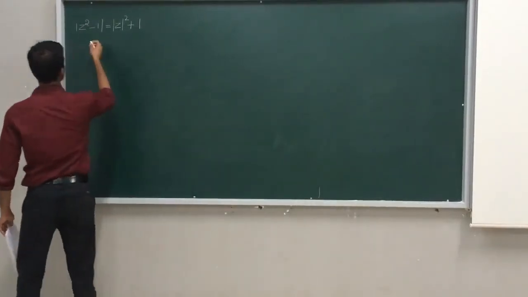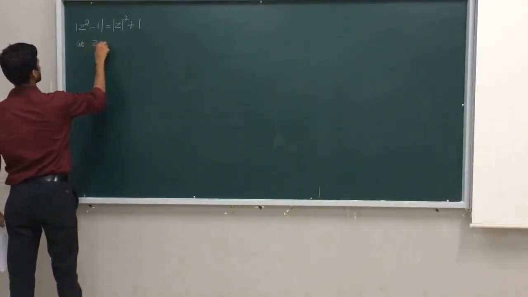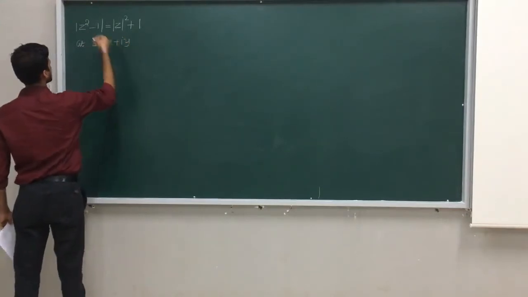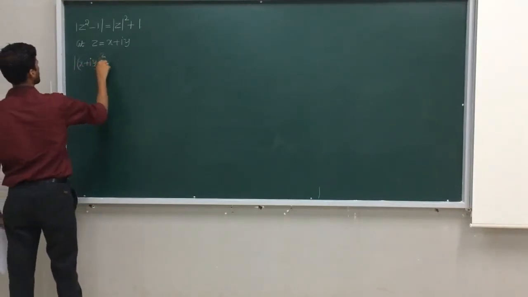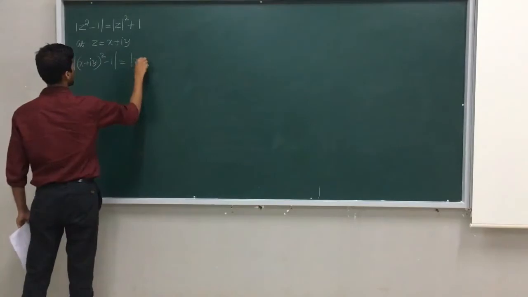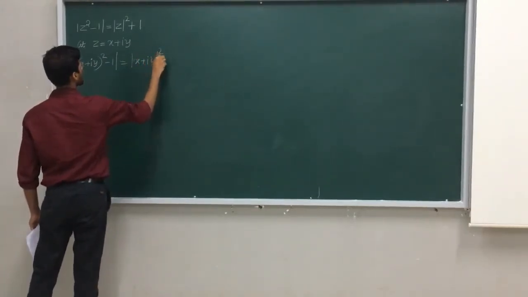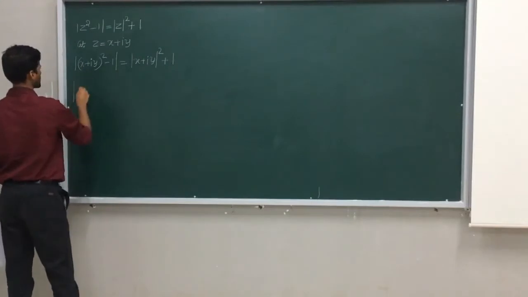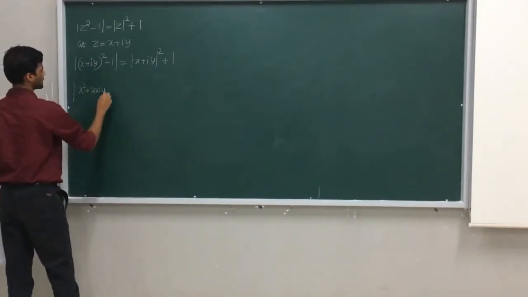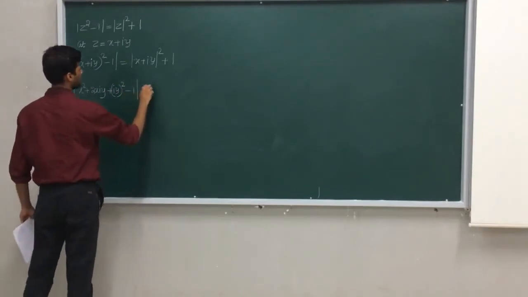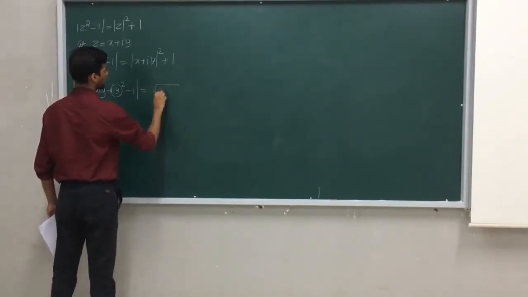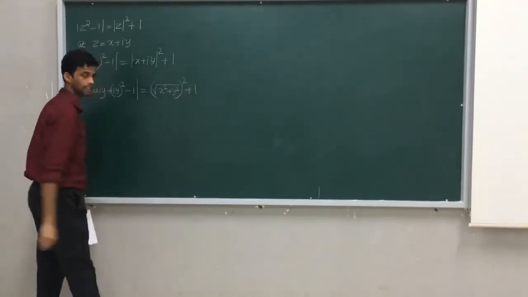So what we will do here is, let z = x + iy. So I will substitute here. This becomes |(x + iy)² − 1| = |x + iy|² + 1. Then I will solve this thing. (x + iy)² is x² + 2xiy + i²y², and there I write the whole thing minus 1. Here it is nothing but the modulus of x + iy, meaning the square root of x² + y², the whole squared, plus 1. Right?